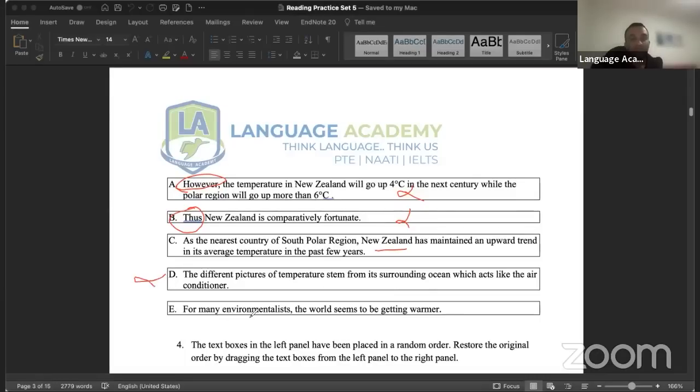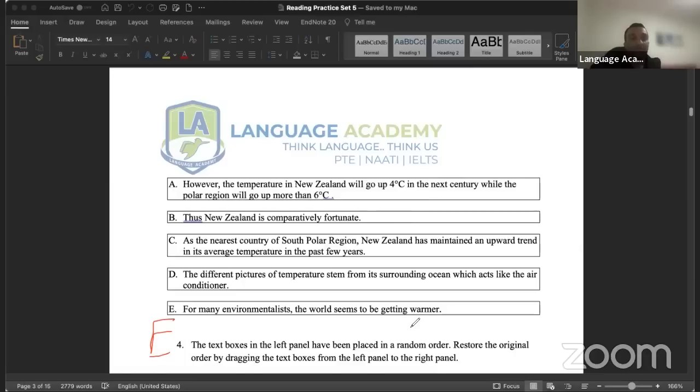Okay, for many environmentalists, the world seems to be getting warmer. Very simple, very generic, giving me an introduction to the topic of what is happening, that the world is getting warmer or the temperature is changing. So we are doubtful between either C or E. The right answer here will be option E, because this is a very simple, very generic kind of statement that for many environmentalists, the world seems to be getting warmer, like the temperature of the world is actually increasing.